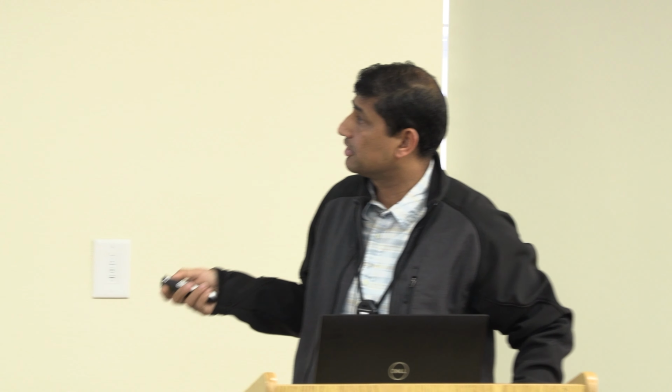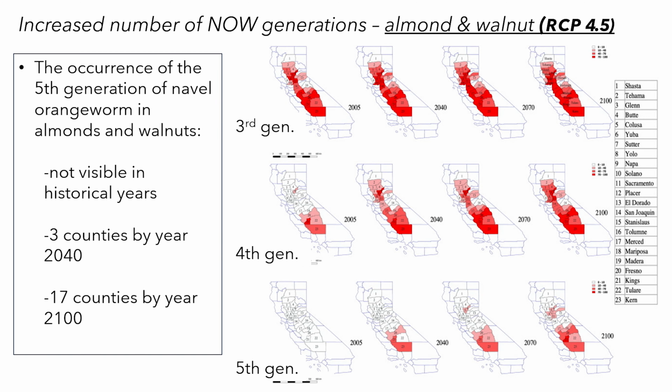And again, it's not surprising given what is happening temperature-wise, and its impact on their life cycle, what is happening in terms of number of generations, right? So as early as 2040, we'll see 3 counties out of the 23 counties we calculated likely have the 5th generation of Nebelungium. And this is using the 4.5 measure, which is where we do something as a society to address the climate change issue in the future.